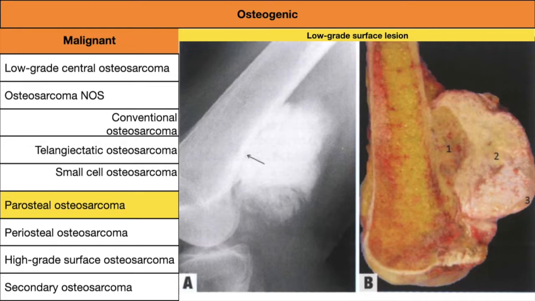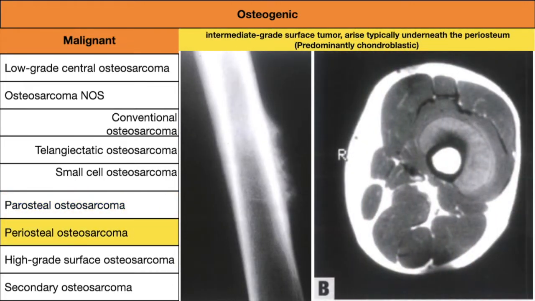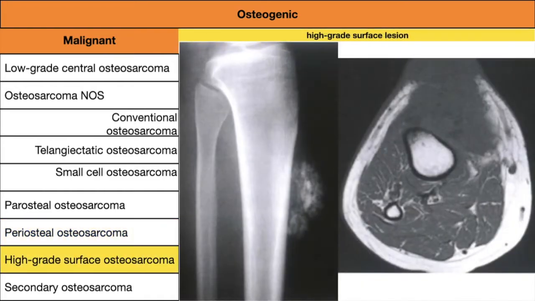Parosteal are low grade surface lesions. Periosteal are intermediate grade surface lesions. They arise typically underneath the periosteum. Then, surface lesions, in this classification specifically, they have separated high grade surface osteosarcoma. They are the high grade surface lesions.